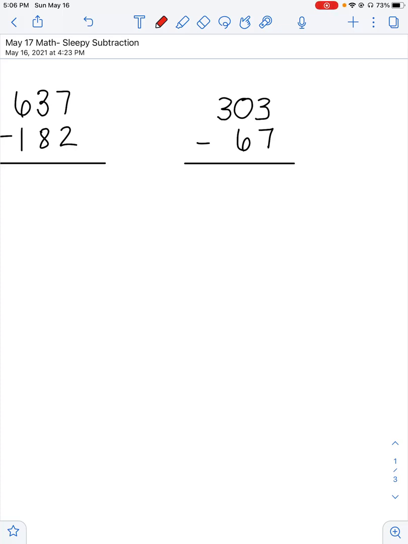Hi, mathematicians. Today we're doing some more 2 and 3-digit subtraction with and without regrouping. All right, so let's do a few practice problems first to remind you how to do them, and then you'll do it on your own after.